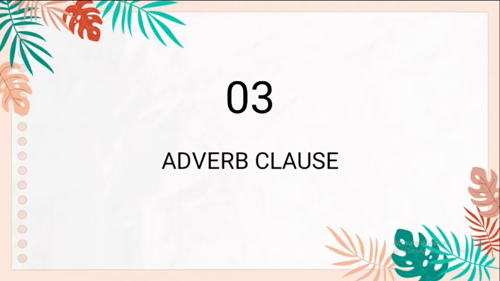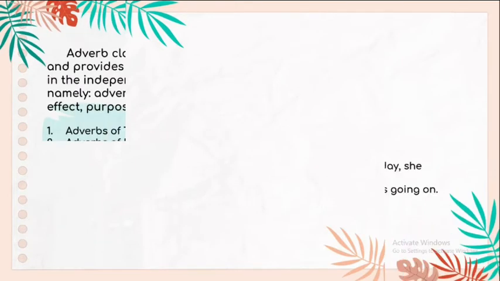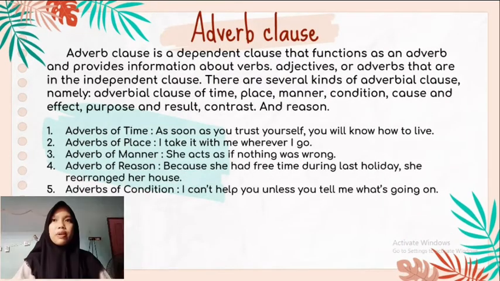Number 3. Adverb clause. An adverbial clause is a dependent clause that functions as an adverb and provides information about verbs, adjectives, or adverbs that are in the independent clause, with the capacity to answer a question such as how, when, where, and why. The adverbial clause is preceded by the subordinate conjunctions after, because, when, though, although, and so forth.